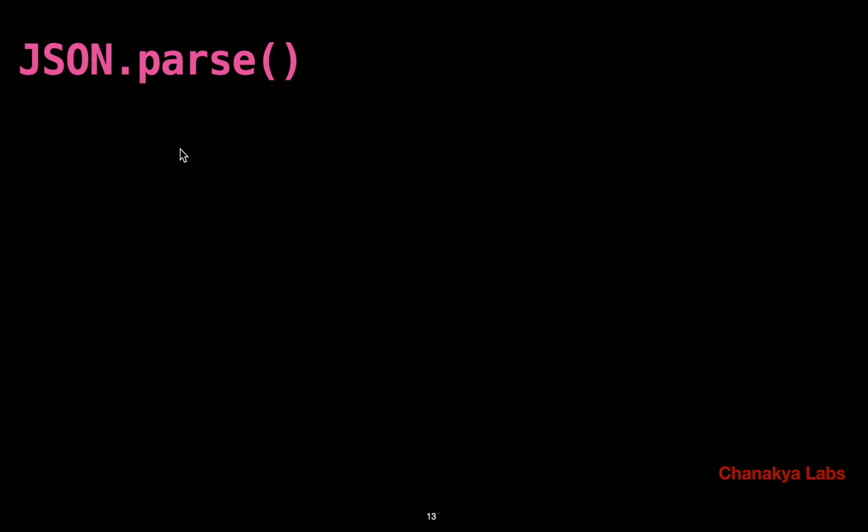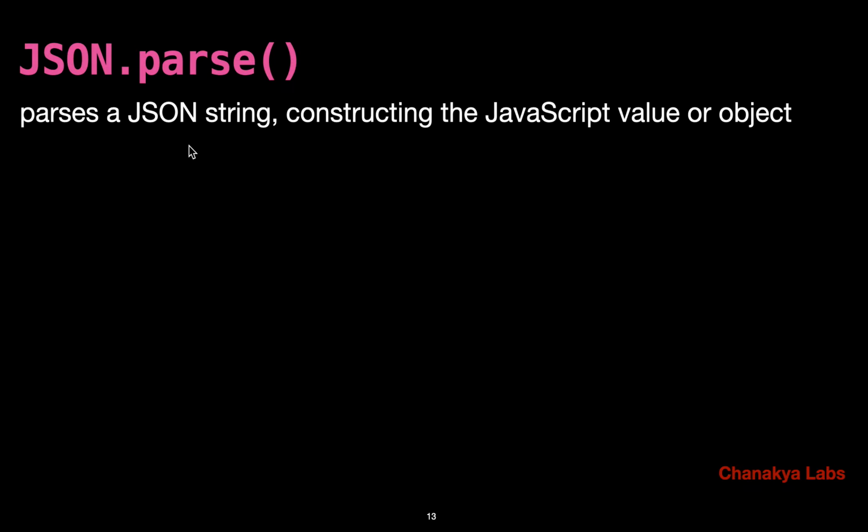Now let's see JSON.parse. JSON.parse is used to parse a JSON string. So from JSON.stringify or from whatever source, you have got a string which you know is a valid JSON string, and you want to construct native JavaScript values or objects from that.